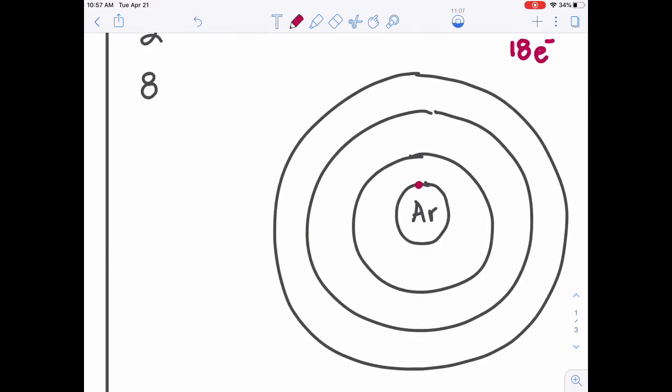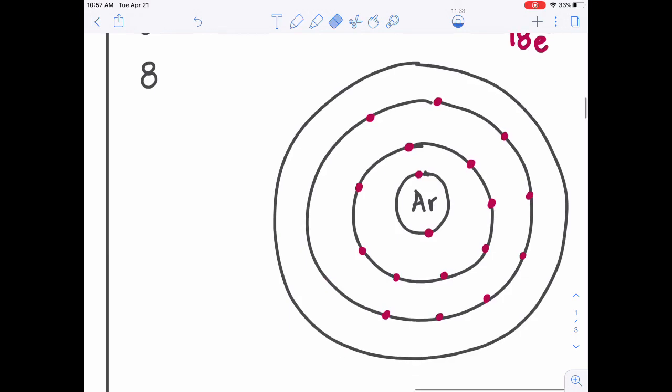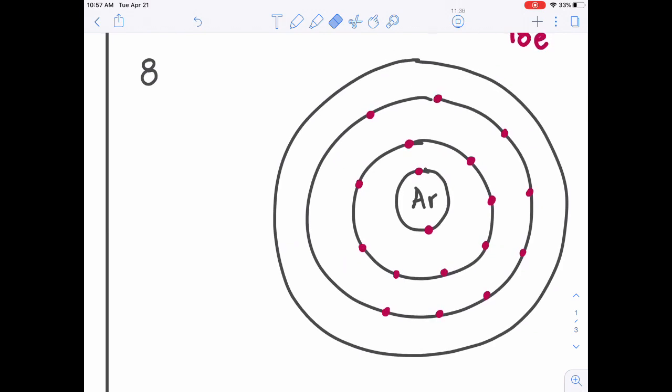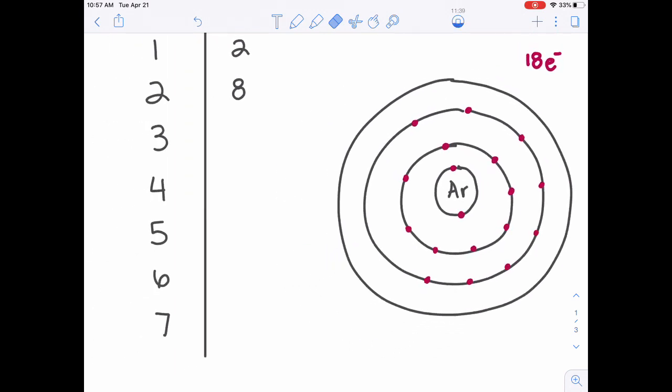We're going to follow the same pattern though. 2 in the first energy level, 8 in the second, and so that gives me 10, and then I'm going to go to the third, and I need 8 more. 2, 3, 4, 5, 6, 7, 8, 9, too many. There we go. There's the 18 electrons that would be in argon. So there's 8 in the third energy level there, but that's still not full. So let's keep adding electrons. So let's get something even bigger.